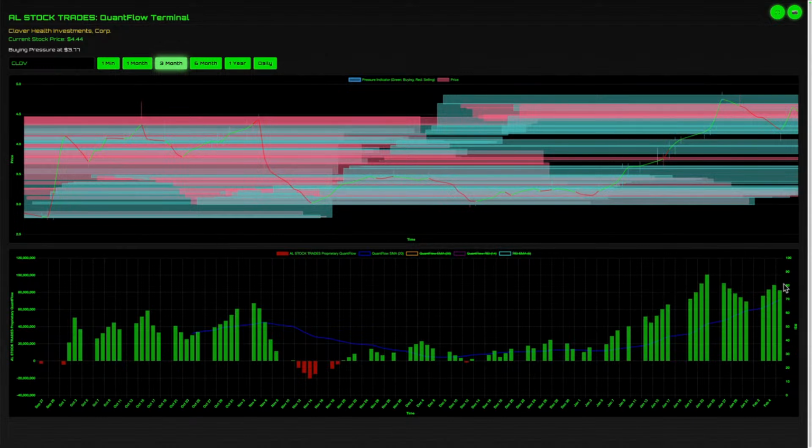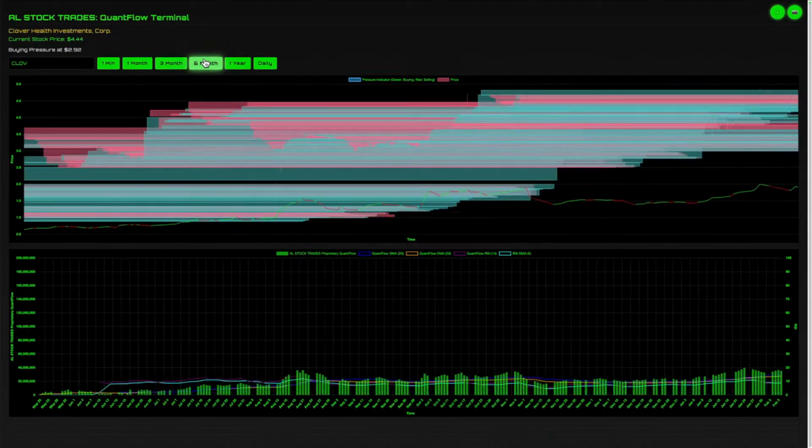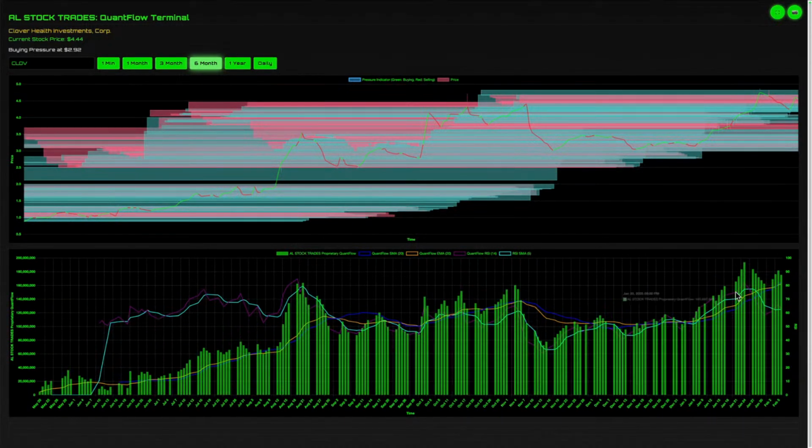So you could see the power of the proprietary All Stock Trades QuantFlow, right? And again, you could do this for 6 months, and you could basically start seeing more data in the overall. Let me just clean it up here in the overall trend, okay?